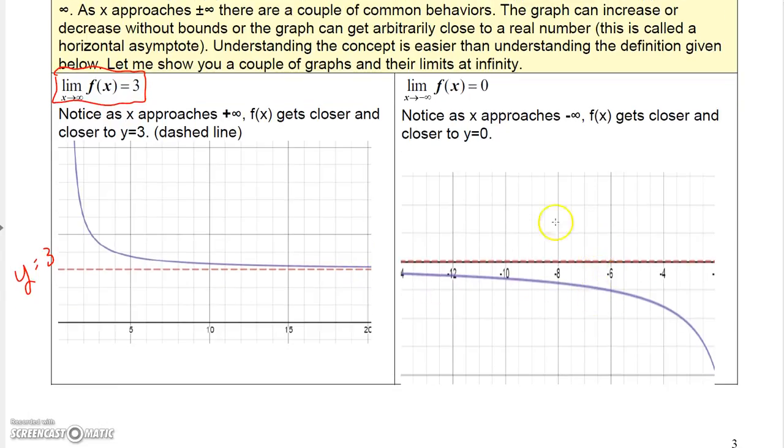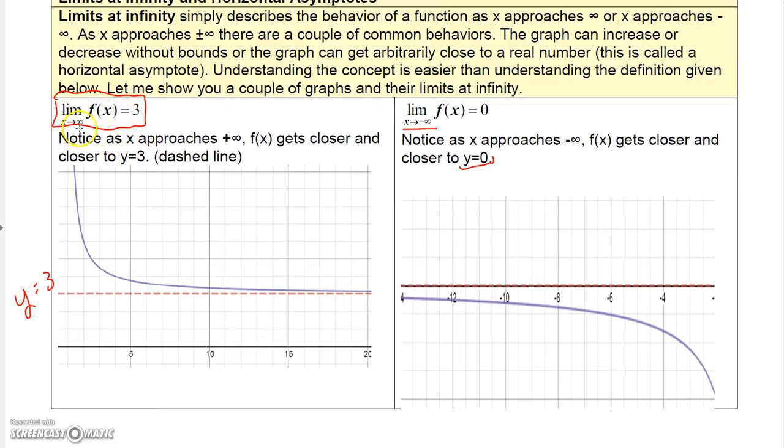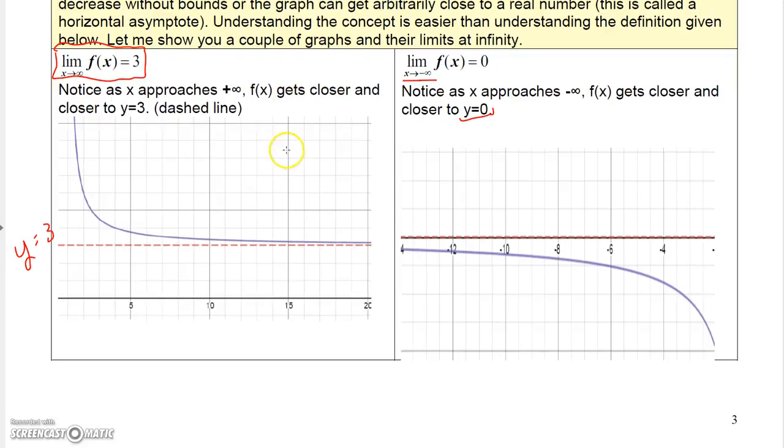And then notice this graph, as x goes to negative infinity, gets closer and closer and closer to the x-axis. So the x-axis is y equals 0. So visually, that's what you see when you have limits at infinity. As x approaches infinity, the function is going to get closer and closer to some number.